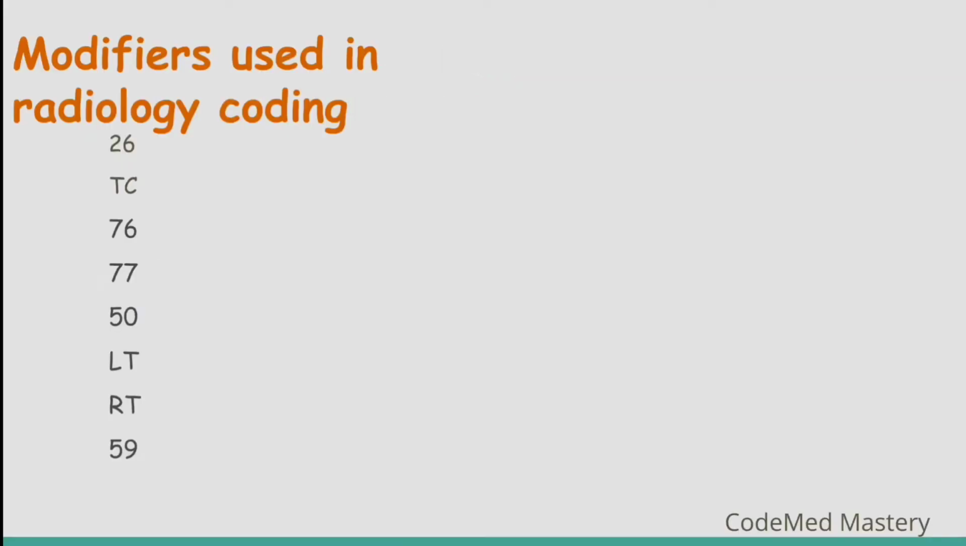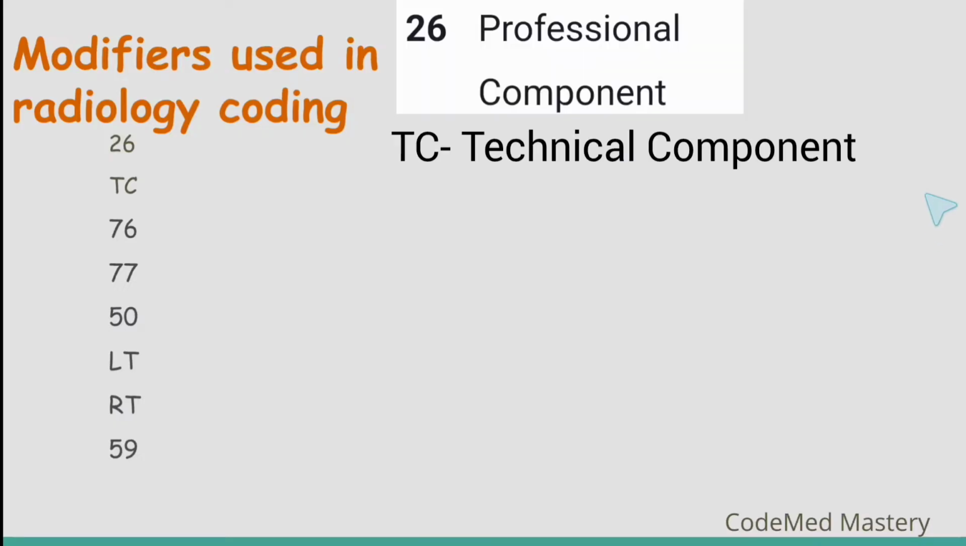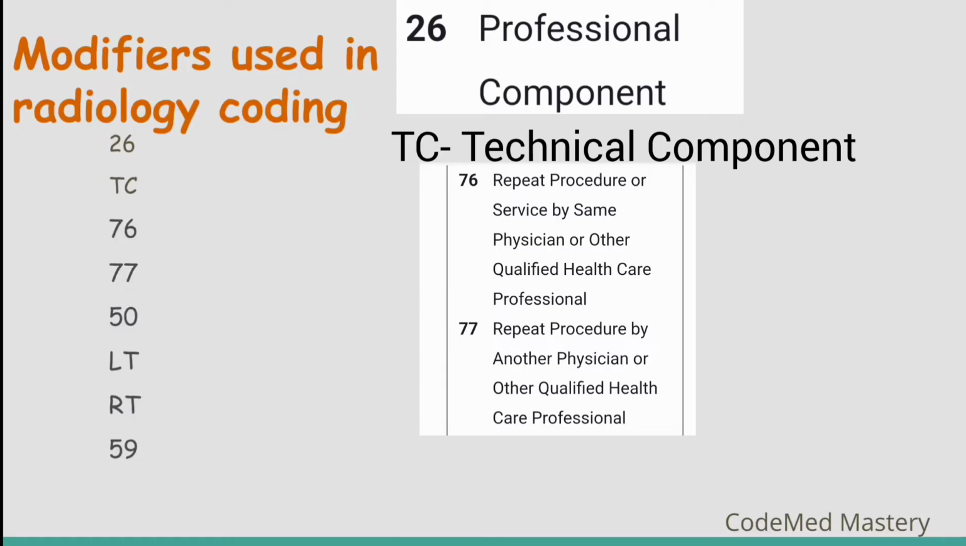Now let us look at the modifiers which are used in radiology coding. That is modifier 26, which is for professional component. Modifier TC is for technical component. Modifier 76 is for repeat procedure or service by same physician or other qualified healthcare professional. Modifier 77 is for repeat procedure by another physician or other qualified healthcare professional.